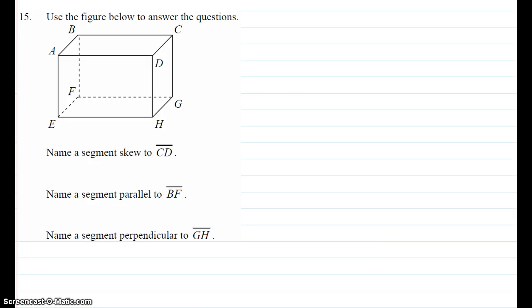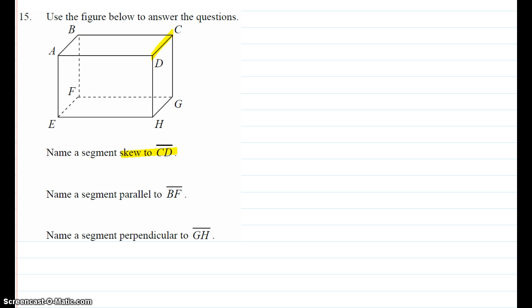All right, number 15, use the figure below to answer the questions. As we look at this, we have a rectangular prism, it looks like. So name a segment that is skew. We want something that is skew to CD. So here's segment CD.